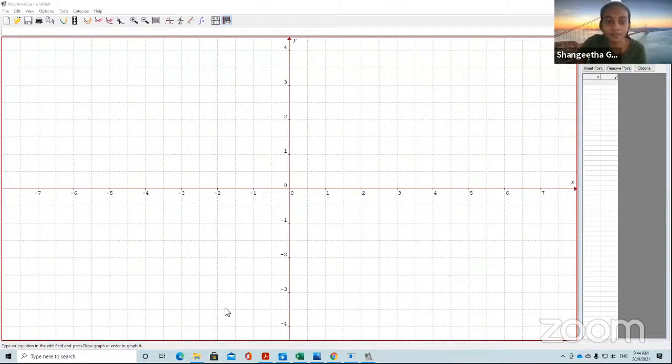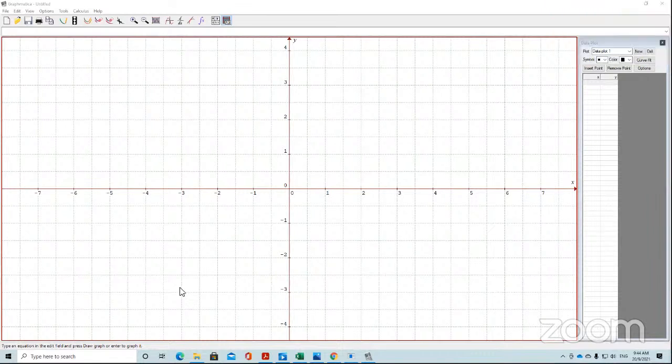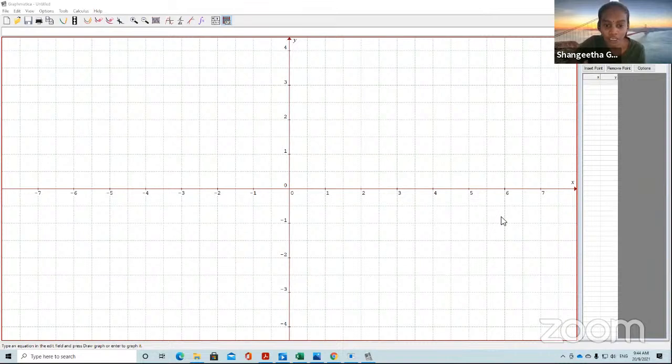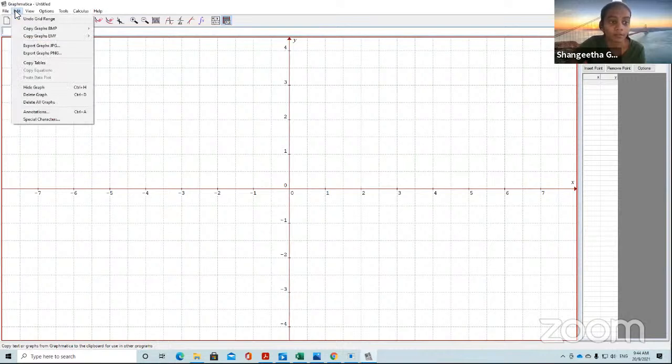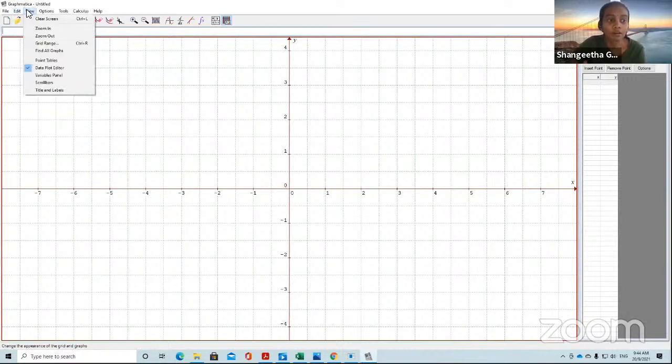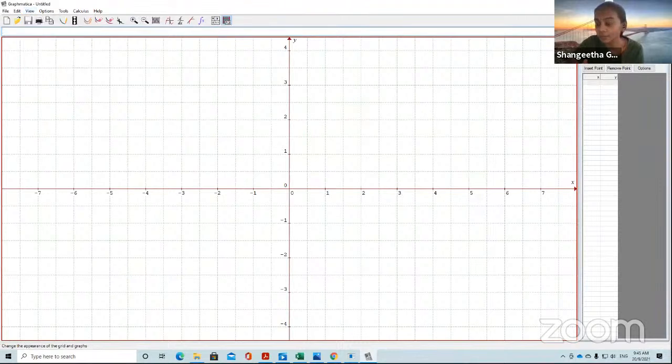When you have already downloaded Graphmatica and you open it, this is what you will see. You will see a graph paper, and you have your y-axis and also your x-axis, and this is how the grid range will look. But you don't have to worry about that, because later I will show you how to change the grid range. Now there will be another box here, called data plot. If the data plot does not appear, you can always click View, and click on Data Plot Editor, and then the box will appear for you. This is where your points will be inserted.